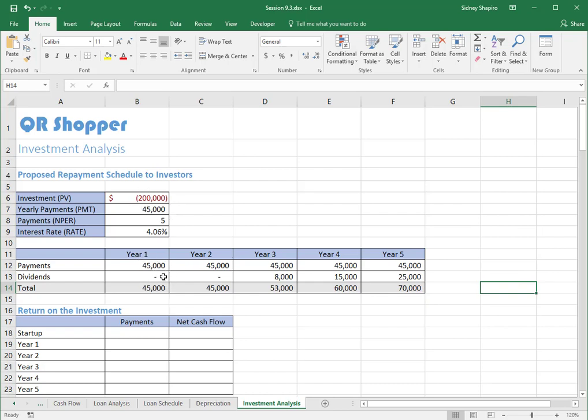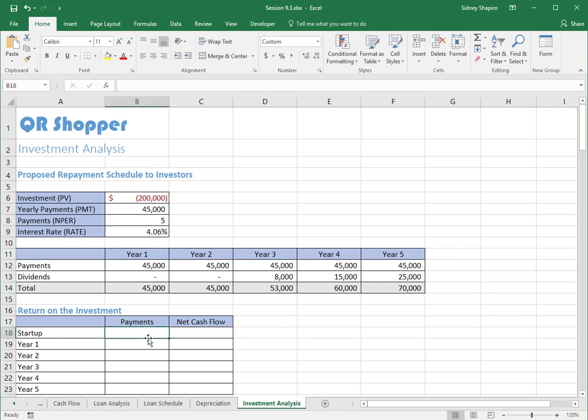How much dividends are they getting in addition to that? They are only getting the 45,000, no dividends. Whereas in year 3, as the company's making money, they get 8,000 dividends, 15,000, 25,000, and their payments go 45, 45, 53, 60, 70. So they're getting paid more as the company makes money.